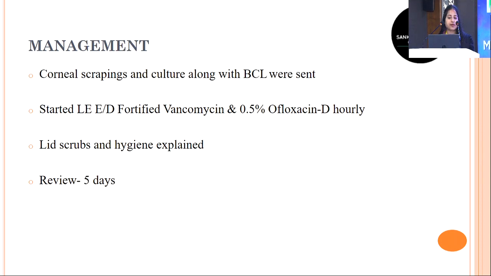Corneal scrapings and cultures along with the BCL were sent, and we started the patient on fortified vancomycin and Oflox D eye drops hourly. We explained to the patient the importance of lid hygiene and also explained about lid scrubs. We asked the patient to review after 5 days.